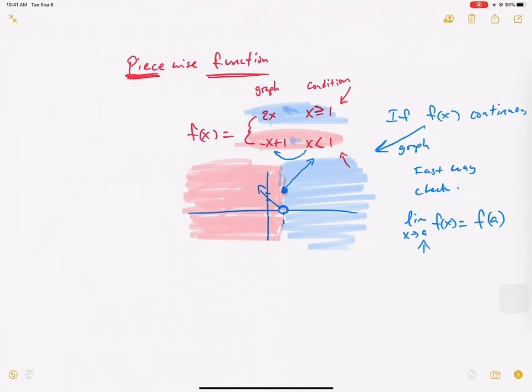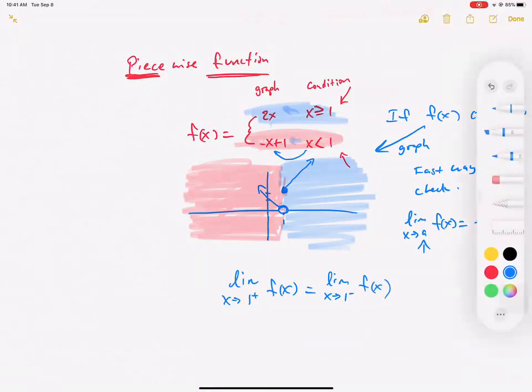First, does the limit exist? So at 1, from the left side and right side, let's take a look here. The limit as x approaches 1 from the right side, what is it going to be? And is it equal to the limit as x approaches 1 from the left side? Let's test if this is true. On the right side, remember how this is right? So that's my right equation here because x is greater than 1. So just plug it in. 2 times 1 is 2. And that's what the right side looks like. No graphing needed.